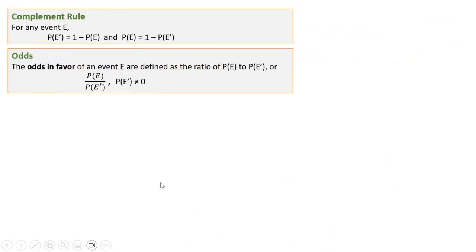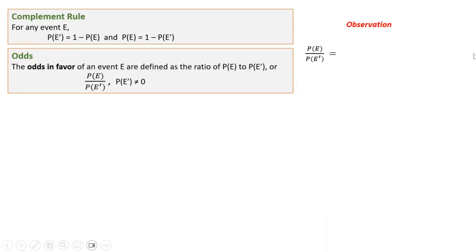Okay, now this is called the complement rule. For any event, the probability of the complement of E is equal to 1 minus the probability of the event, and vice versa, the probability of the event is equal to 1 minus the probability of the complement. The complement is also said to be not E. And the odds in favor of an event E are defined as the ratio of P of E to the probability of the complement of E. Okay, so let me show you how we derive this formula.